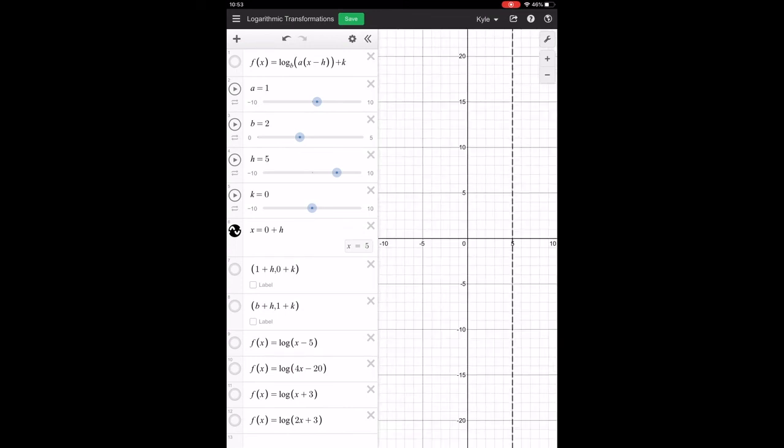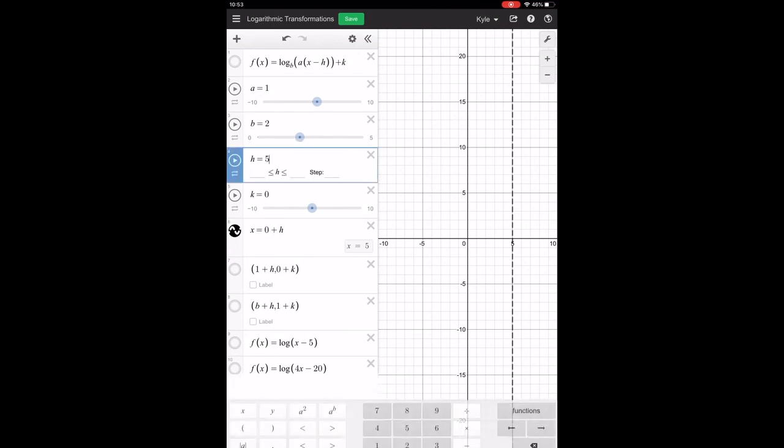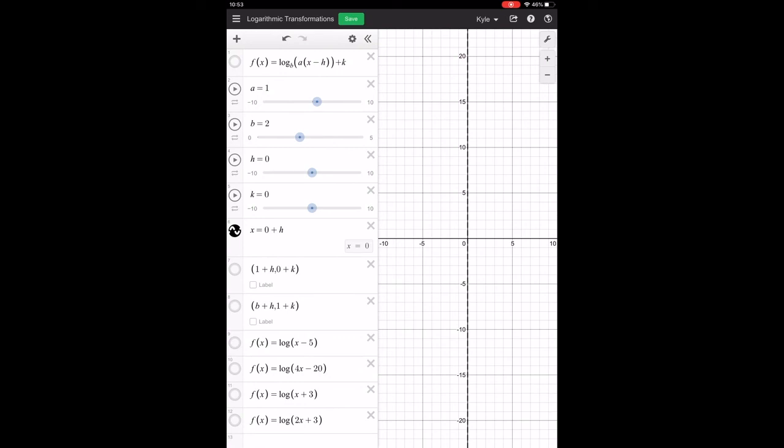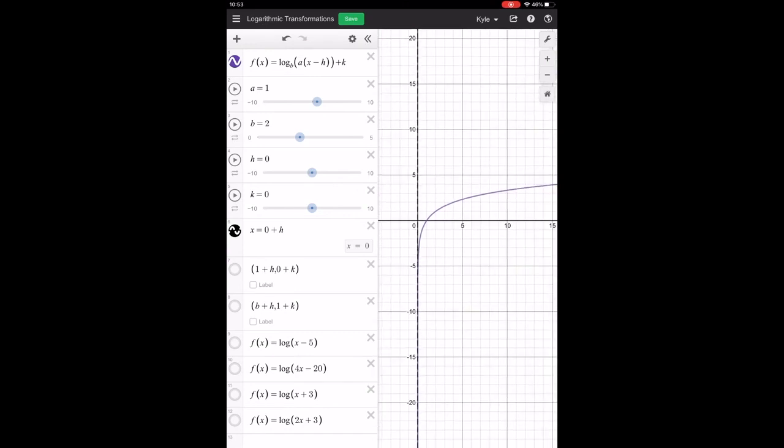Let's get back to the home screen. We'll set h to be 0, k to be 0, b we'll keep it as 2, and a is 1. Okay, here was the original graph that we were working with. Let's now change the a value. Let's change what I multiply to x.